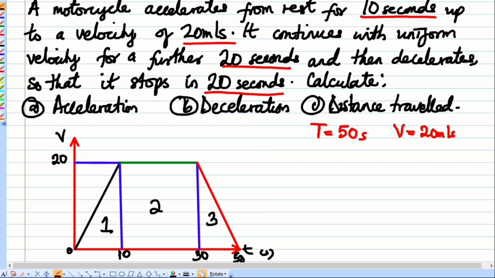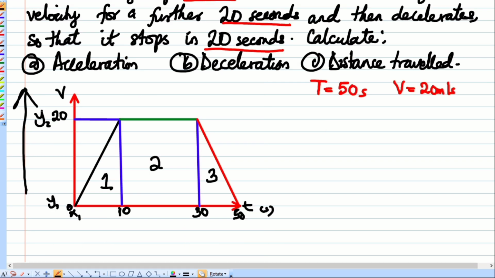So let's now solve. Let's begin to identify our points. On the first part of the journey, along the y-axis, this vertical, we are starting from the point 0. So that will be our first value, y1, up to this part, which is y2. And then along the x-axis, our starting point will be x1, which is 0, and our x2 will be at 10. So we can use that to answer the first question for acceleration.